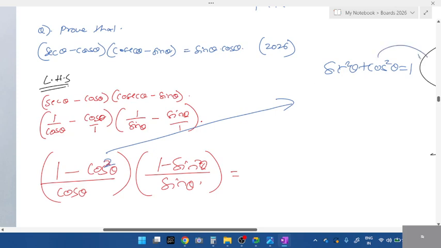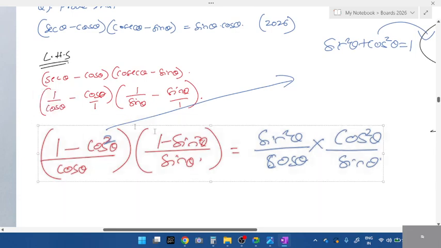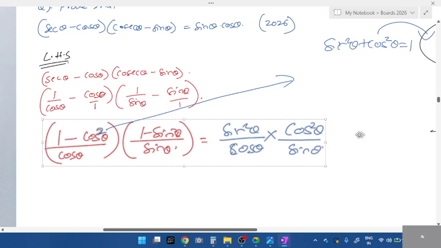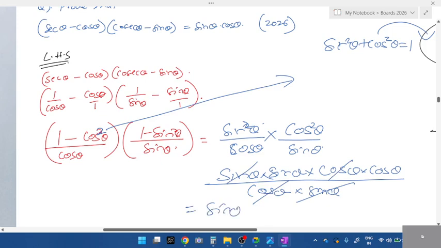Very simple question. Sin square theta divided by cos theta multiplied by cos square theta divided by sin theta. It means it is present twice, so you can cancel it. That's it. Only once is left out. If not, I'll expand it: sin theta into cos theta into cos theta. You can write it like this or do it directly. Anything is fine. One sin theta, one cos and one cos gets cancelled. You have sin theta into cos theta.